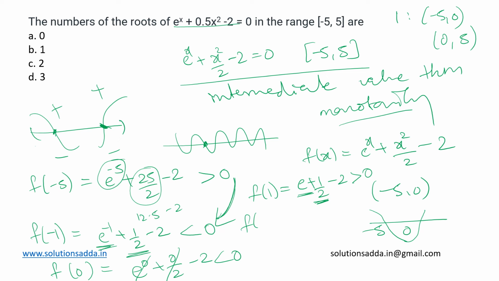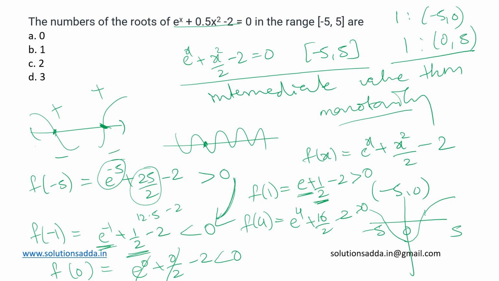And similarly for 4 or 5, if you check, e raised to 4 plus 16 by 2 minus 2, again this thing is positive. So afterwards it is positive. So between 0 to 5 it is again changing from negative to positive, and the function is strictly increasing in this interval. So in the previous part it was monotonically decreasing, and in the next part 0 to 5 it is monotonically increasing, and hence in this interval also it will have exactly one root.